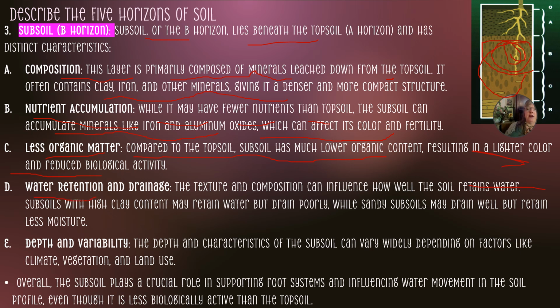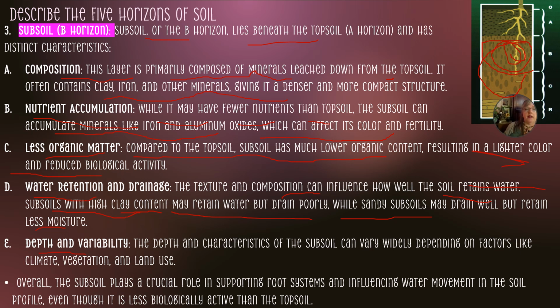As far as water retention and drainage, the texture of the soil and what's in it is going to influence how well the soil holds water. Subsoils with a lot of clay in it, which we're going to learn about at the tail end of the lesson here, are going to retain water, but they may drain poorly. So it's quite possible with high clay content to suffocate your plants. Like I said, we'll get to that in a minute. But sandy soils can drain really, really well, but they may drain too fast and not hold enough moisture. So again, when we get to the soil types, we're going to talk about different combinations of those things.